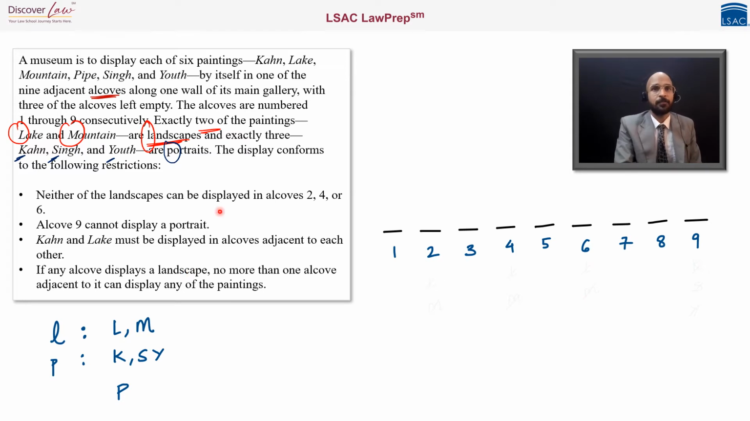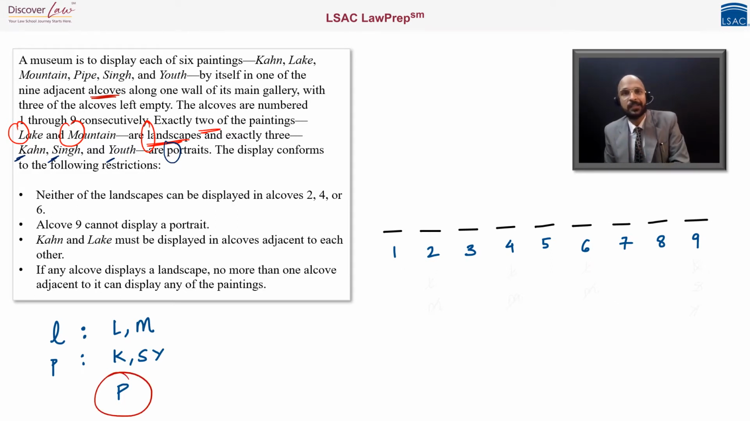Now you'd see that you had 6 paintings in here, K, L, M, P, S and Y. Now you had details about L and M, K, S and Y, and nothing was said about P. Now you tell me, is this supposed to be considered a portrait or a landscape? The answer is, it is to be considered neither. When something is not told to you in an LSAT India problem, don't assume it. Just let it be. So I have not called it either a portrait or a landscape, and that does not matter. You can just proceed on the basis of the data that is given to you.